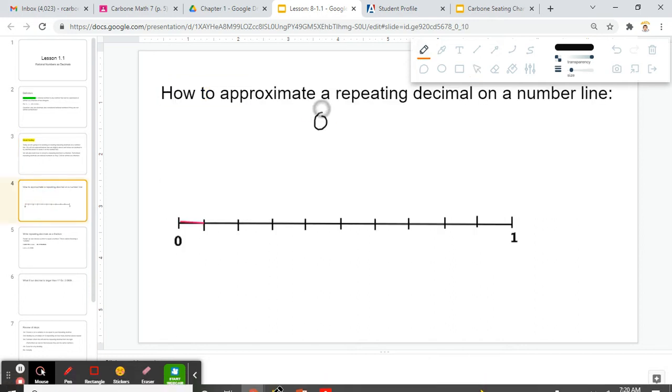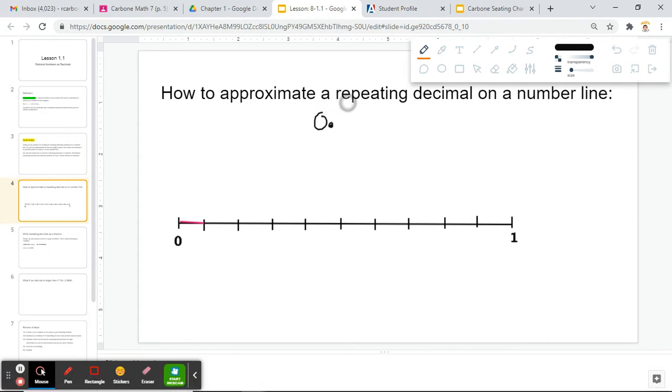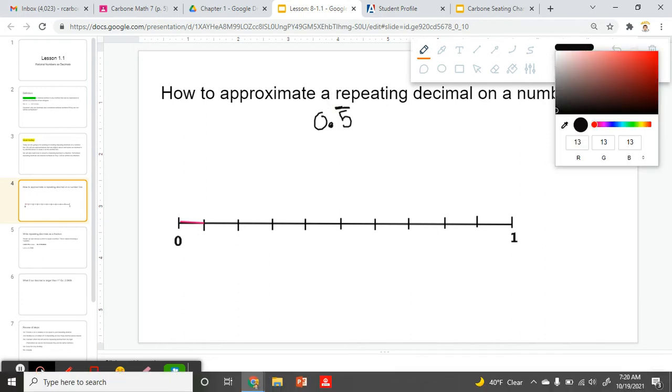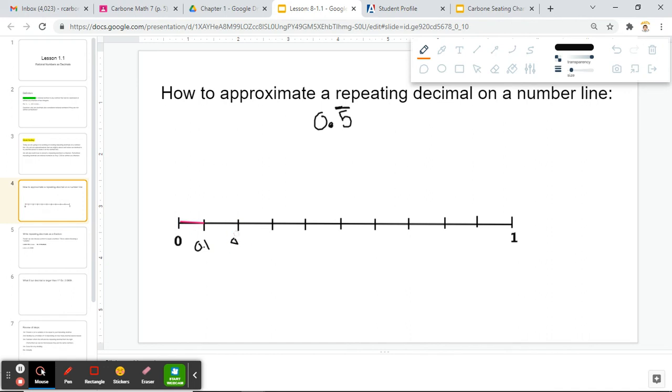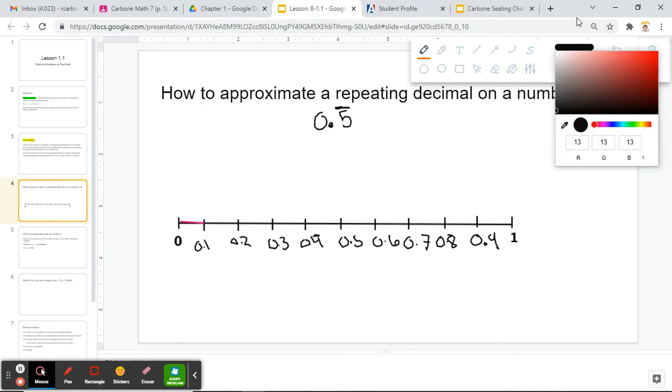So say, for example, I want to plot the point 0.5 continuing on this number line here. Well, let's start off by labeling this number line a little bit, right? So this would be 0.1, 0.2, 0.3, all the way up to 0.9 because we're going from 0 to 1 here. Okay, so this would be all of our number line filled in here, going to the nearest 10th decimal place, and we want to graph 0.5 continuing on the number line.